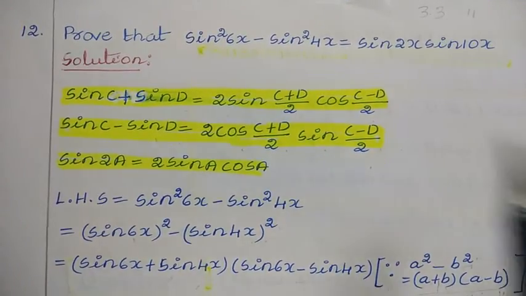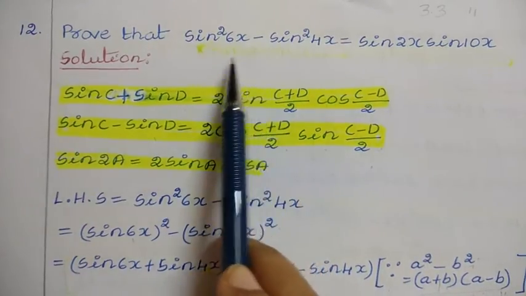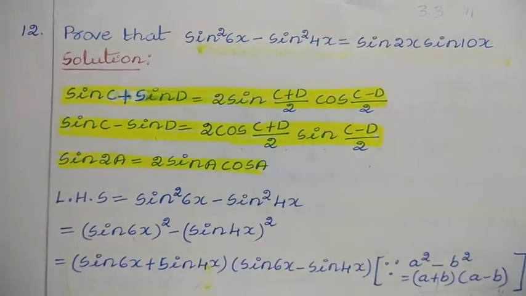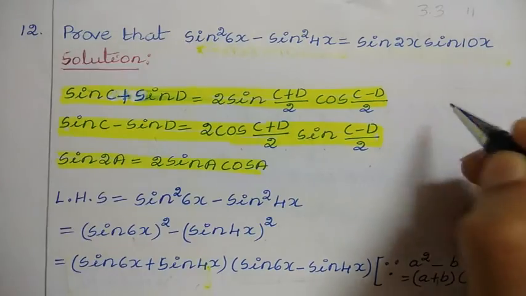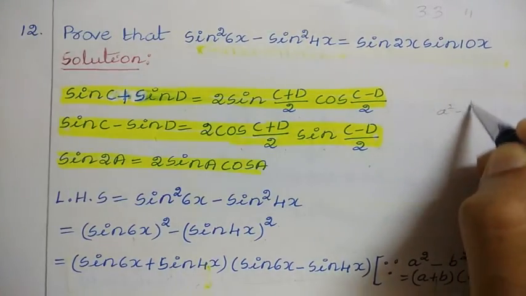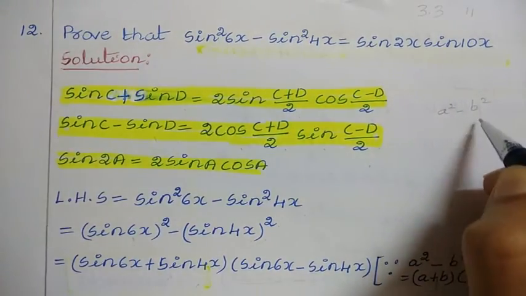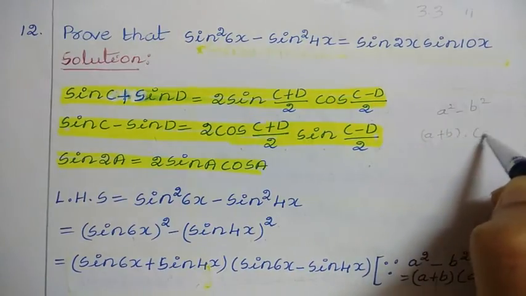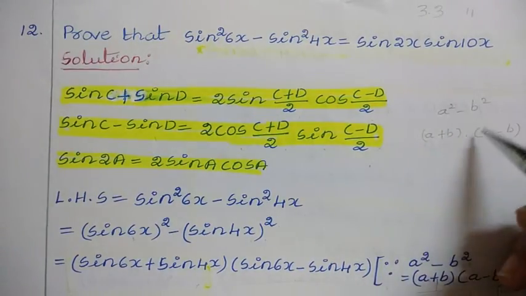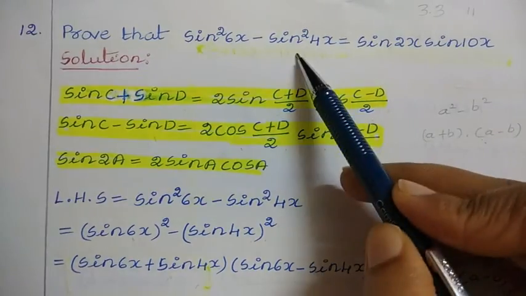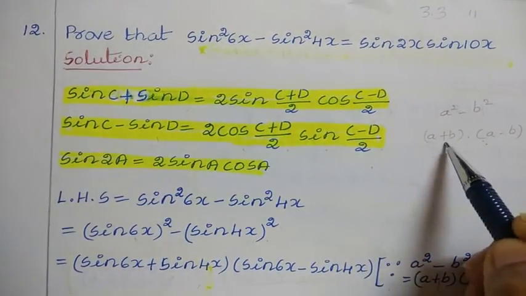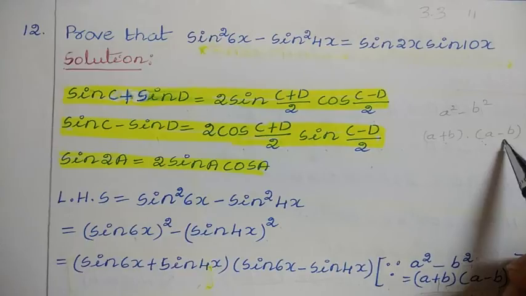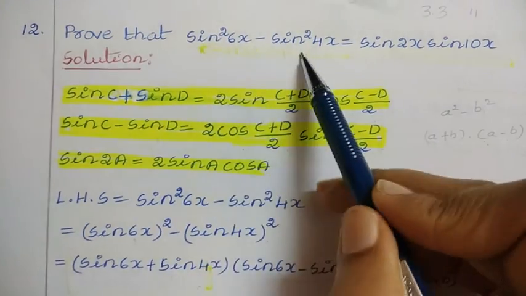See here, if you observe this, you can write it in terms of a square minus b square. We have a formula: a square minus b square is a plus b into a minus b. So this same method you can apply here. That means we can write it in terms of plus as well as minus, and here we have sine as well as sine.